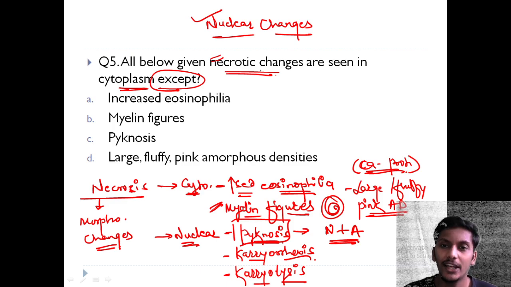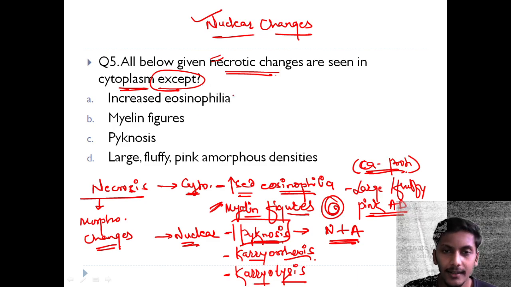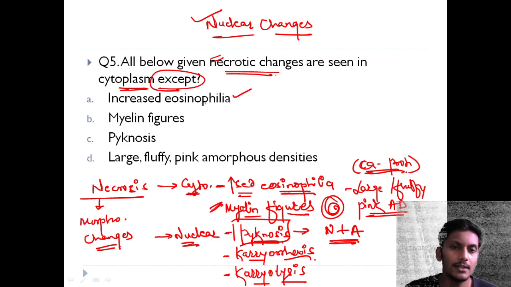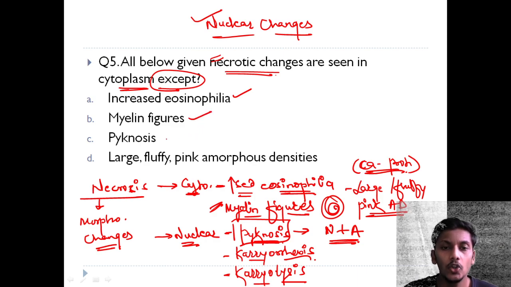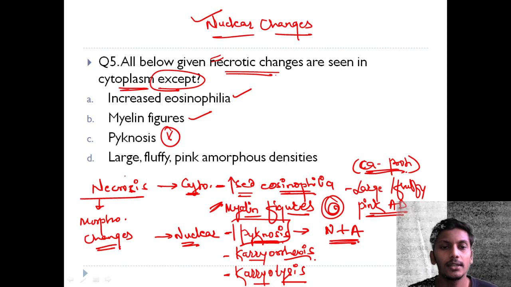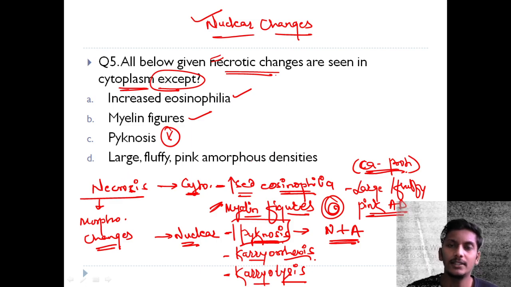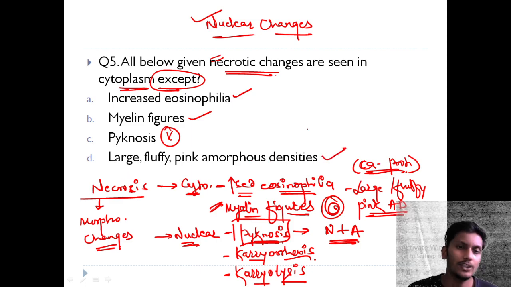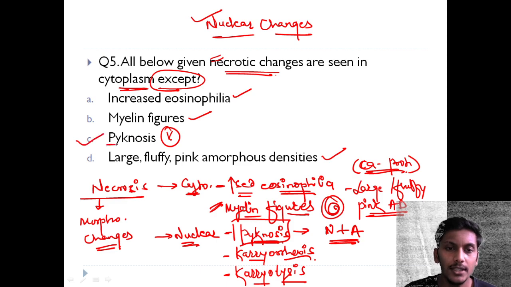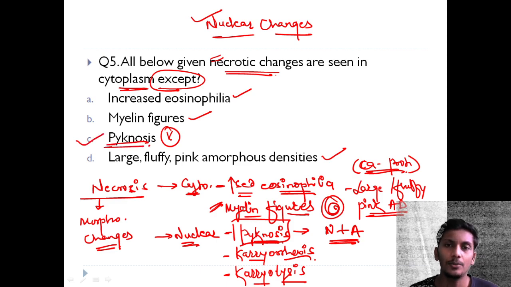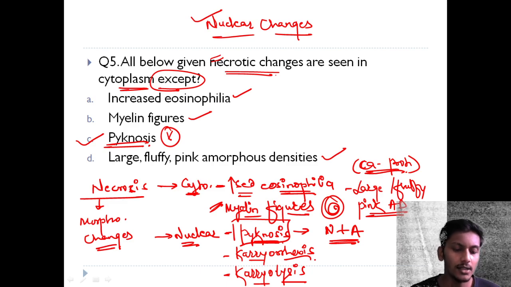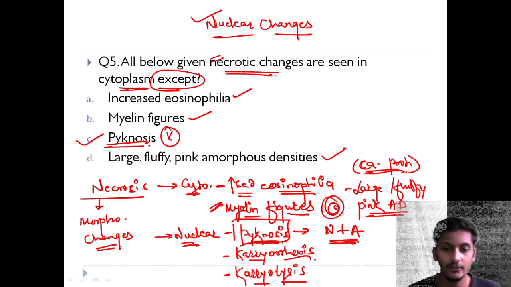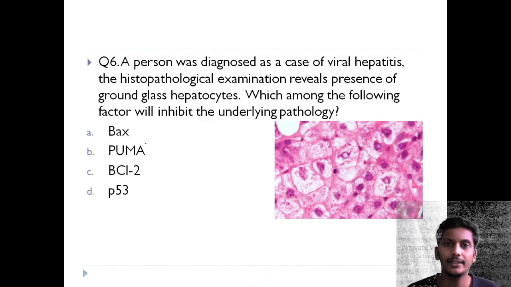All below given necrotic changes are seen in the cytoplasm except: increased eosinophilia is seen in the cytoplasm, myelin figures are seen in the cytoplasm, pycnosis, no, it is seen in the nucleus, whereas large fluffy pink amorphous densities are also seen in the cytoplasm. So the exception over here is option C, pycnosis, which is not a cytoplasmic but a nuclear change, or the first change of necrosis in the nucleus, right? Important feature.